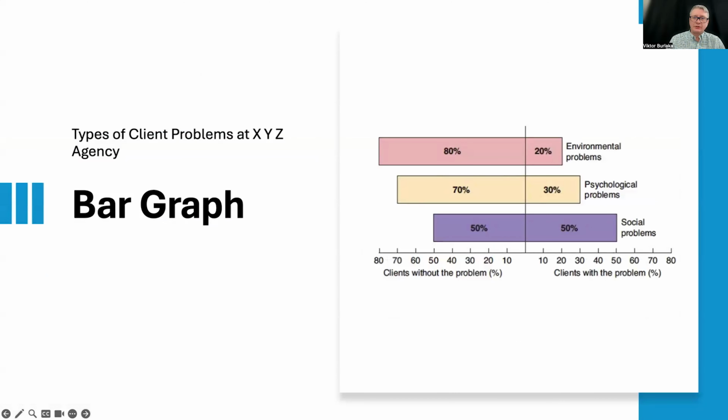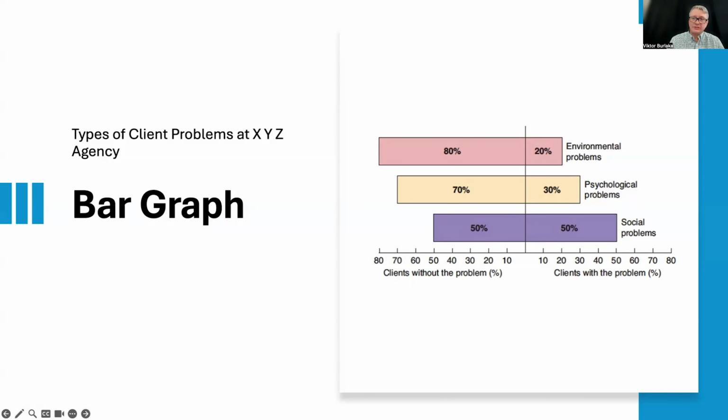Here we have a bar graph showing the different types of client problems at an agency. Each bar represents a different type of problem, such as environmental, psychological, or social problems, and the height of the bar shows how common each type is. This kind of graph is very useful for understanding what issues are most prevalent among clients.